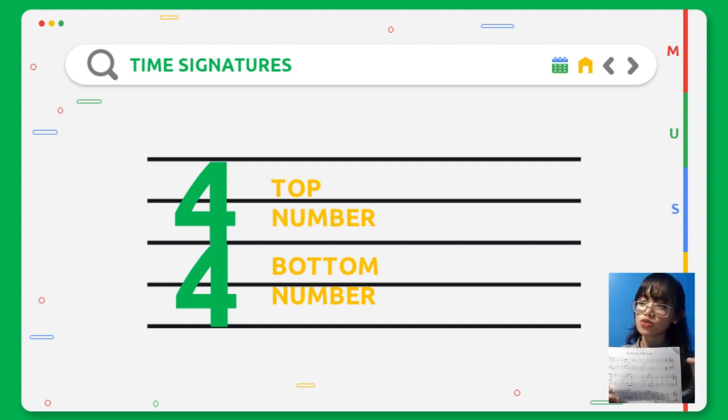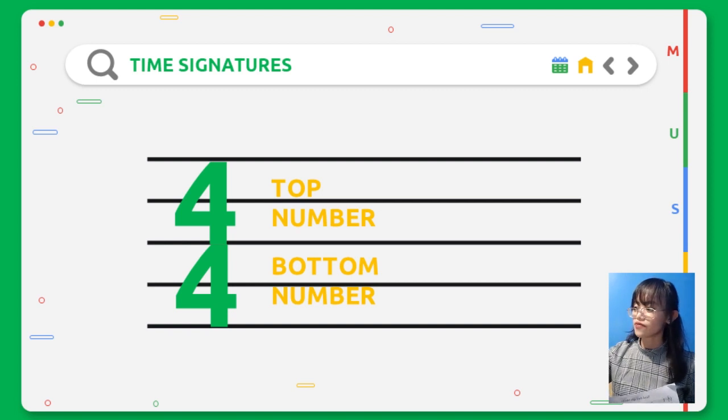So the top number shows the number of beats in each measure. So in each measure, 4 beats or 4 counts ang marireceive ng kada measure kapag ang time signature ay 4/4. Alright? Then, the bottom number shows what kind of note receives 1 beat. So here in 4/4, the quarter note receives 1 beat or 1 count.